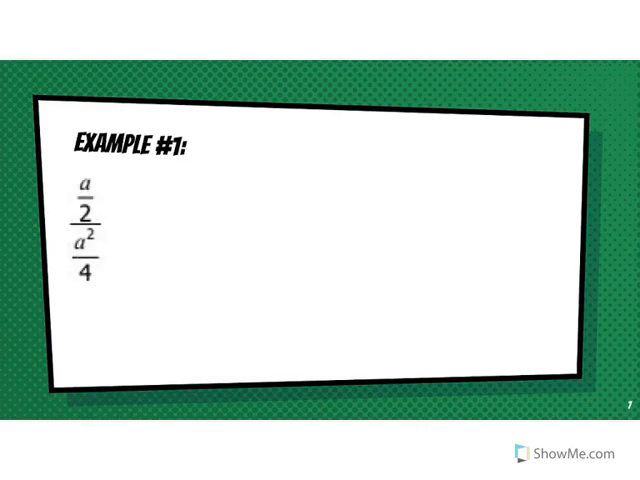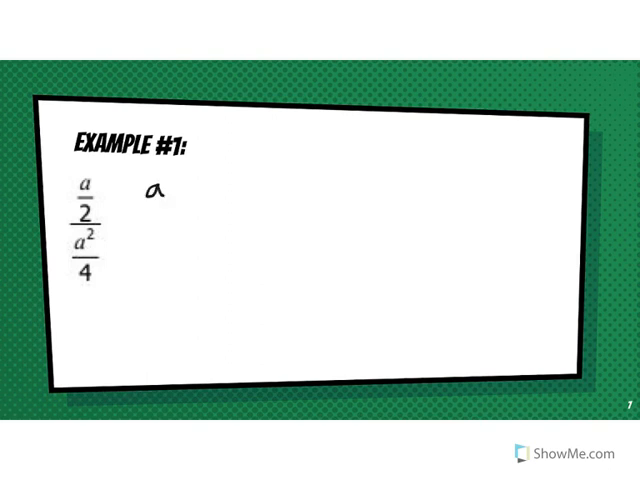For example, our number 1, we have a divided by 2 divided by a squared divided by 4. So again, it's a complex fraction because we have a fraction up here in the numerator and a fraction here in the denominator. So we are going to get rid of having fractions in the numerator and denominator and just create one fraction. So the way that we do that, we are now going to make it into a division problem, which it already is.